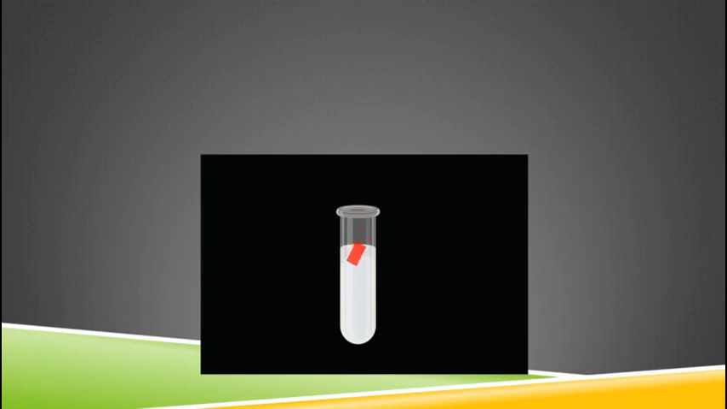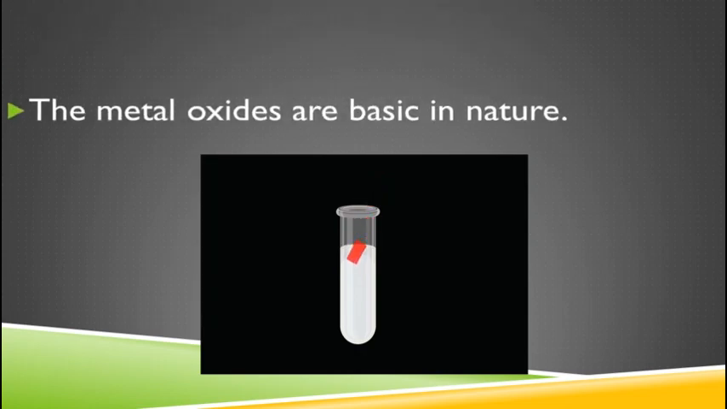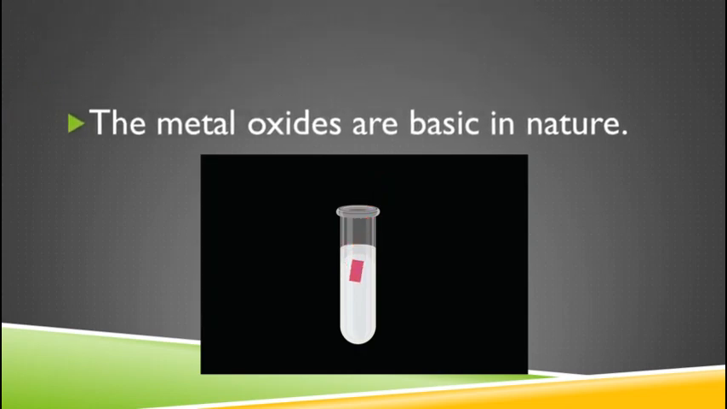So students, the metal oxides are basic in nature. We can see here in the picture that if we dip a red litmus paper in the solution of metal oxide, it turns blue. You can clearly see in the picture, red litmus dipped in the solution of the metal oxide turns immediately blue. So this means that metal oxides are basic in nature.